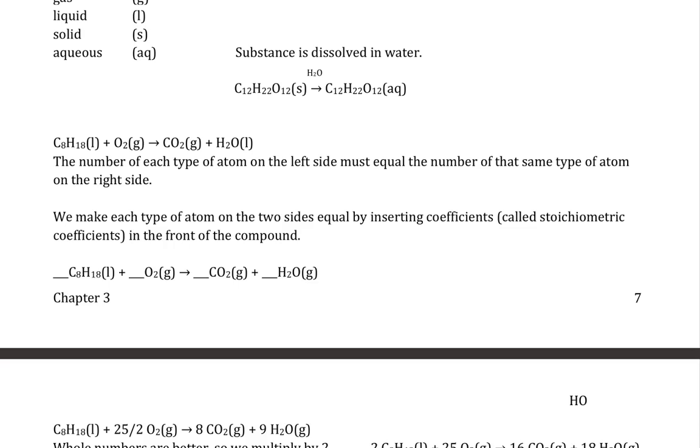H2O, a liquid. More information we can put, and we have to do that if we're going to make calculations, is we can make the chemical reaction, as we say, balanced. And the number of each type of atom on the left side must equal the number of that same type of atom on the right side when we have a balanced reaction. We make each type of atom on the two sides equal by inserting coefficients called stoichiometric coefficients in front of the compound. That is to say, we fill in those blanks.